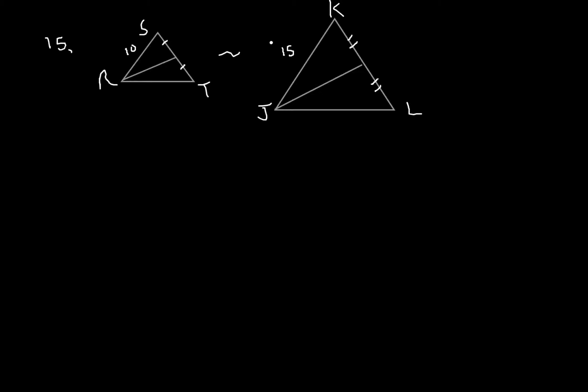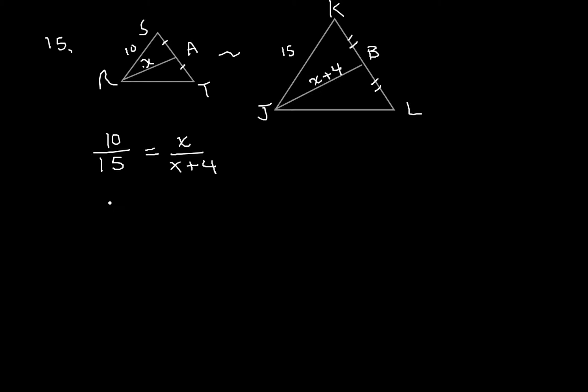JB exceeds the length of RA by 4. JB, where's JB? I didn't put that here. JB exceeds the length of RA by 4. So if this is x, this is going to be x plus 4. Find the lengths of the medians, JB and RA. All right, so we're just going to do a proportion. So we're going to go left to right. 10 over 15 equals x over x plus 4.